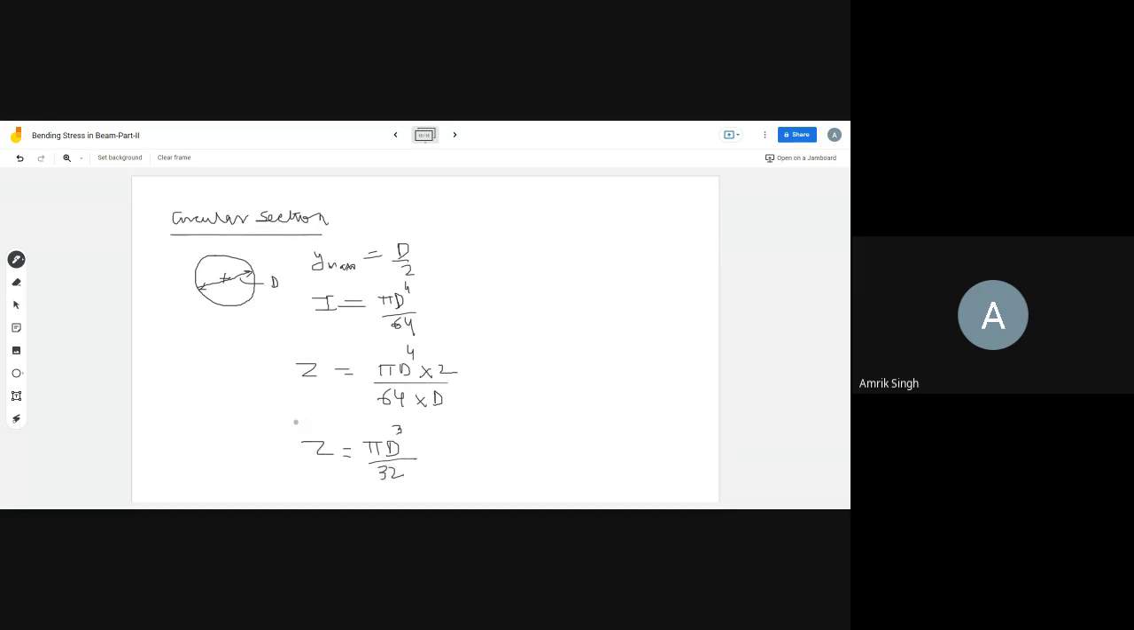So this way you can calculate the I for the different sections. So more or less the theory part, whatever there was in your course in this chapter, we have finished. So we will be doing the numericals in the next class.